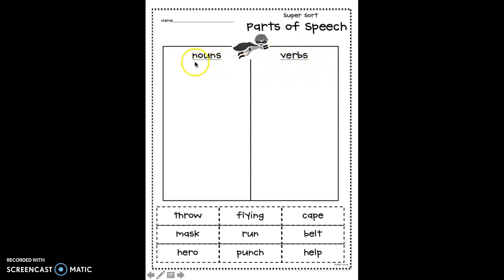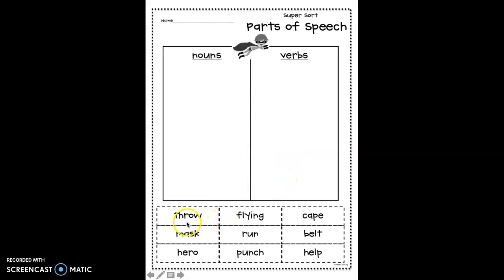Now remember friends, a noun is a person, a place, or a thing. So if this word down here is a noun, you would put it right in this box. The other box is verbs. Now remember friends, a verb is an action word or something you do. So if this word is something you do, then you would put it in the verb box.